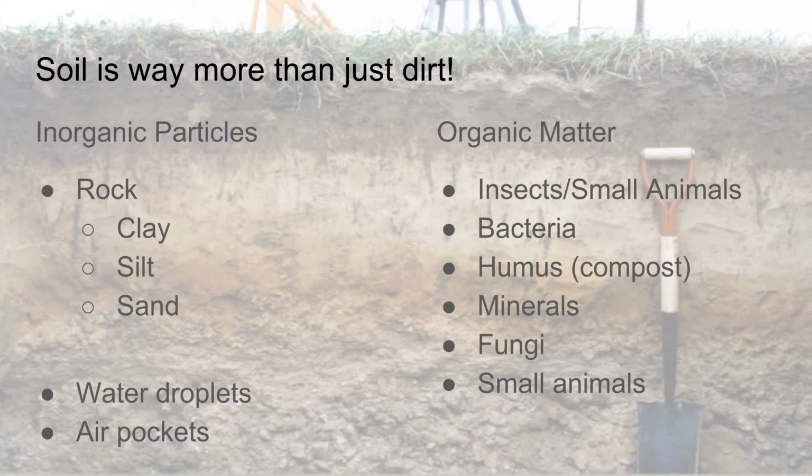So, soil is a whole heck of a lot more than dirt. The main two parts of soil are inorganic particles and organic matter. Now, inorganic particles are things that are not alive. Things like rock and broken down rock, water droplets, air pockets, and then organic matter are things that are living. So insects, small animals, bacteria, humus, which we'll spend a lot of time on later, minerals, and fungi. So we've got the inorganic, the non-living, and the organic, the living materials.